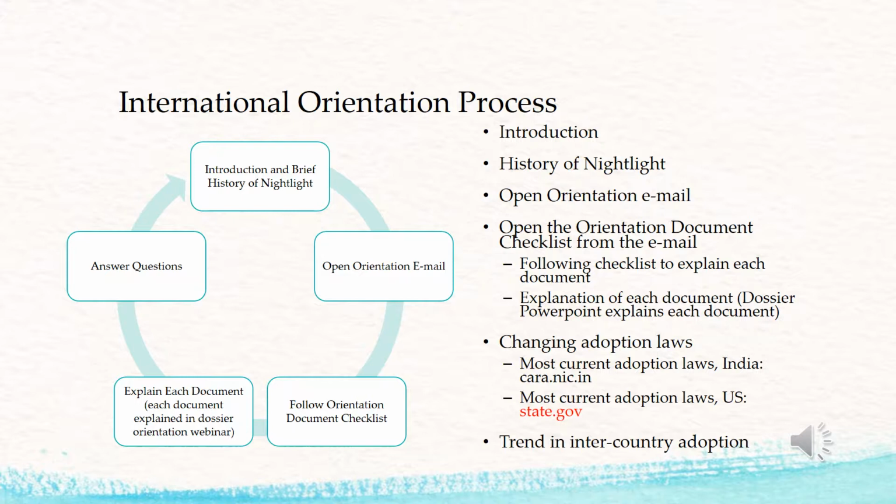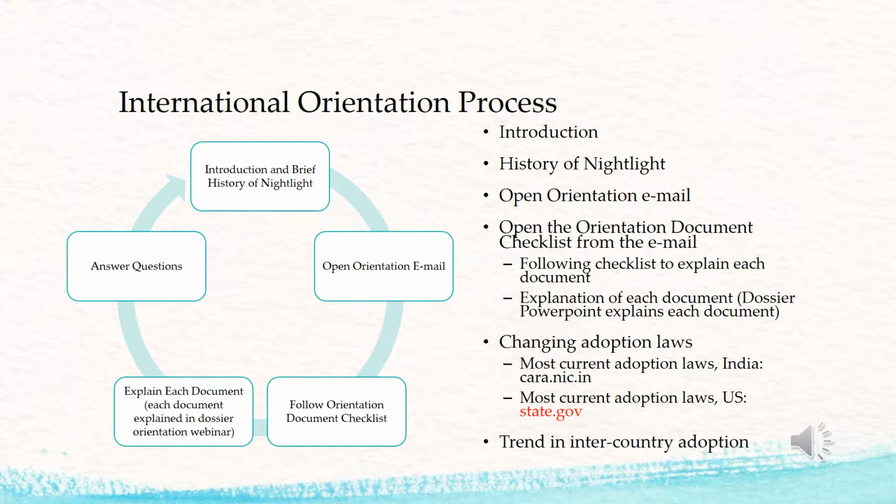So, next, I wanted to touch on the most current laws in the adoption process. So, the most current laws in the adoption processes from India can be found on the CARA website at cara.nic.in. Which you can see on this slide right here. So, CARA is the acronym for India's central authority that oversees all adoptions within India, domestically as well as internationally, and it stands for Central Adoption Resource Authority.